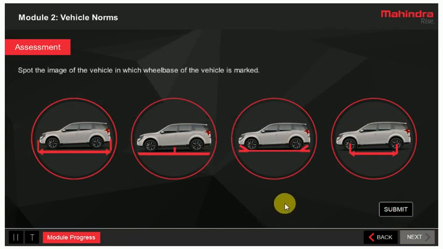You have understood about the various vehicle dimensions. Let us quickly check your understanding about the same. Please have a look at the question on the screen. Spot the image of the vehicle in which wheelbase of the vehicle is marked. Click on the Submit button after selecting.